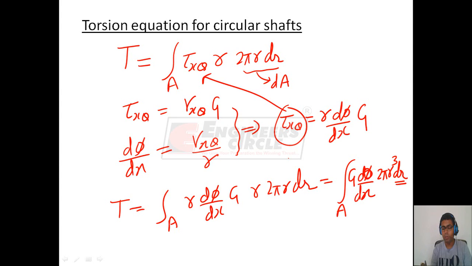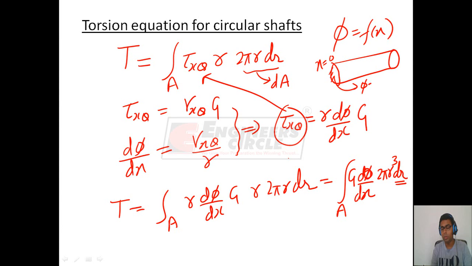This angle of twist phi is a function of only x. As we have seen, this angle of twist was varying with respect to x. At the fixed end, that is x equal to 0, phi was 0, and on the free end phi was some phi 1. On this cross section phi will be some phi 2. So the angle of twist is varying with respect to x, and it is not varying with respect to r.